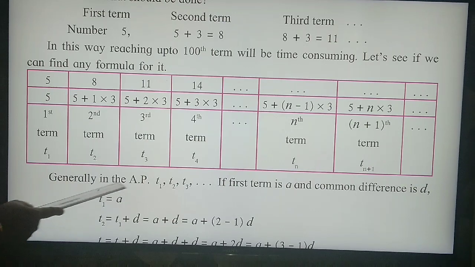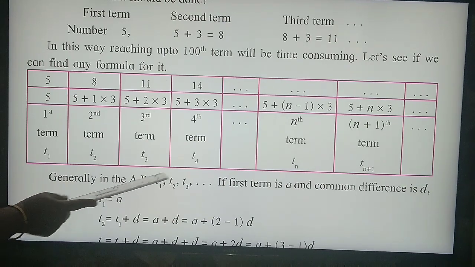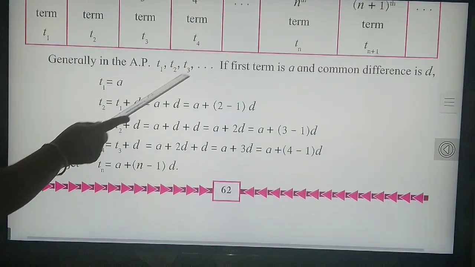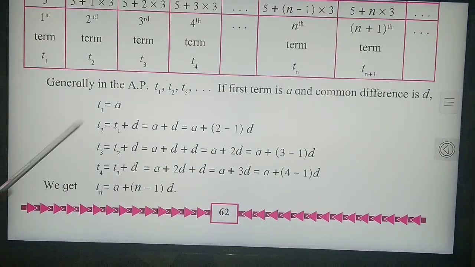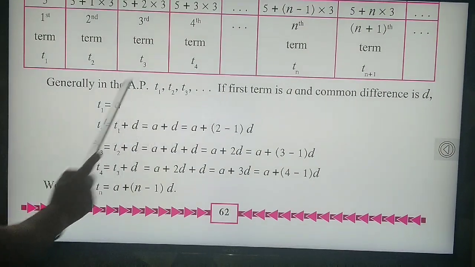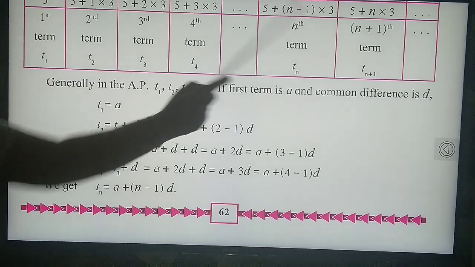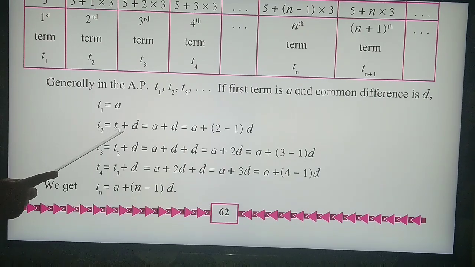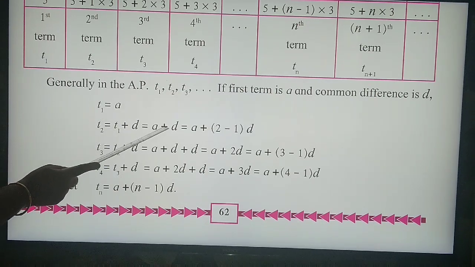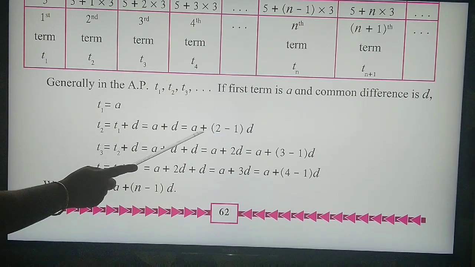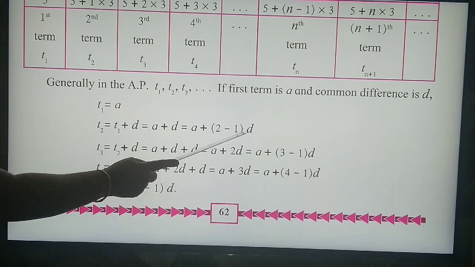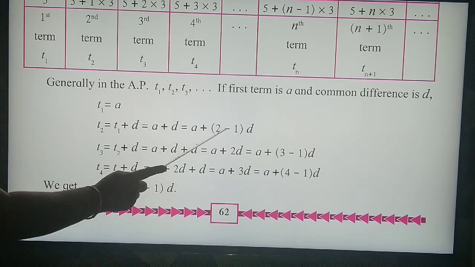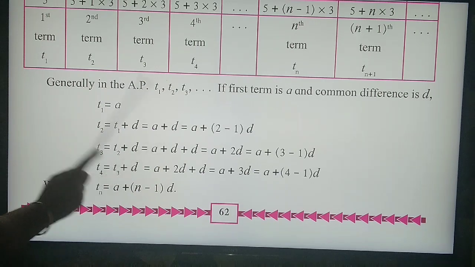Now in an AP, there are T1, T2, T3. These are the terms. The first term we call A, which means T1 is equal to A, and the common difference is D. T1 is the first term. How to find T2? First term plus common difference. First term T1 means A, so we write A plus D. And this is A plus 2 minus 1 D, so 2 minus 1 is 1, we form again A plus D.